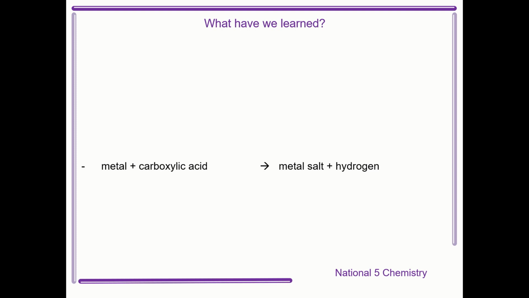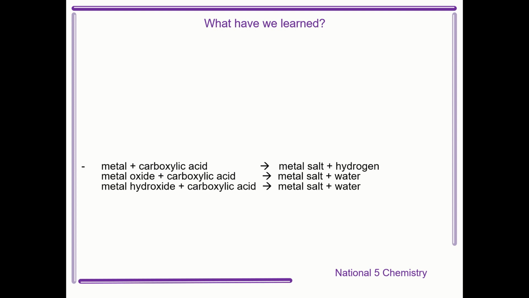We should know that the metal in carboxylic acid will make a metal salt and hydrogen. A metal oxide with carboxylic acid makes a metal salt and water. Metal hydroxide with a carboxylic acid makes a metal salt and water. And that metal carbonate and carboxylic acid will make a metal salt, water, and carbon dioxide.